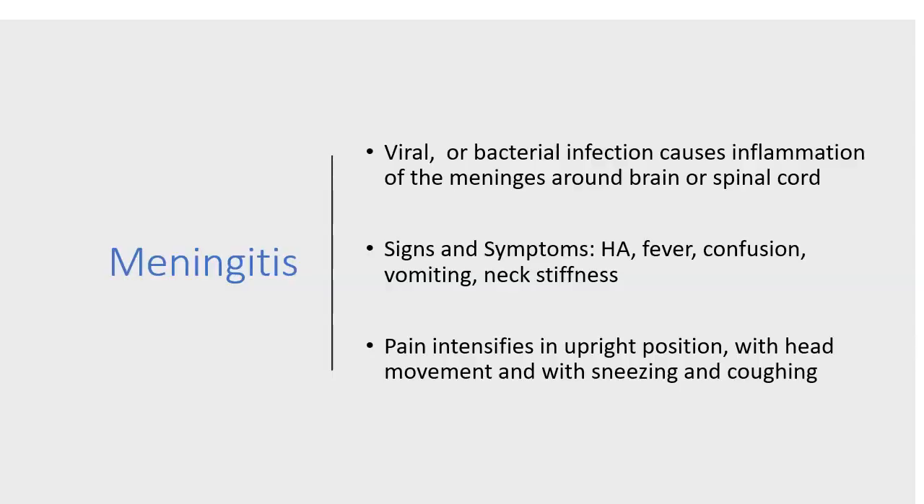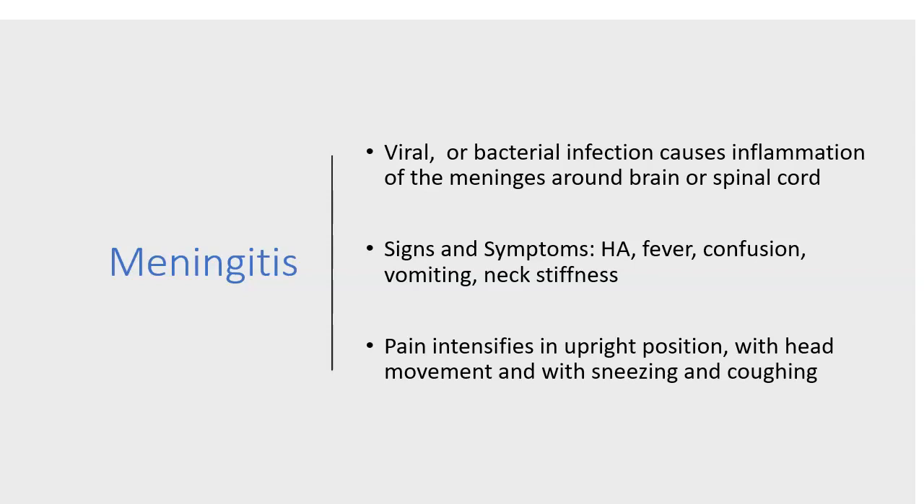You can also have meningitis. We've talked a little bit about this earlier in the course. Sometimes we'll see this, particularly at colleges. You'll hear about meningitis. I think it was a couple of years ago, UMass had a big meningitis outbreak. So meningitis is often a viral or bacterial infection that causes inflammation of these layers of the meninges around the brain or the spinal cord.